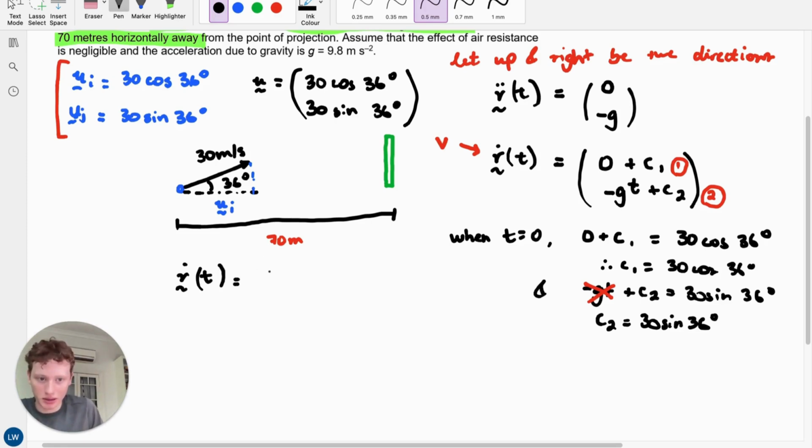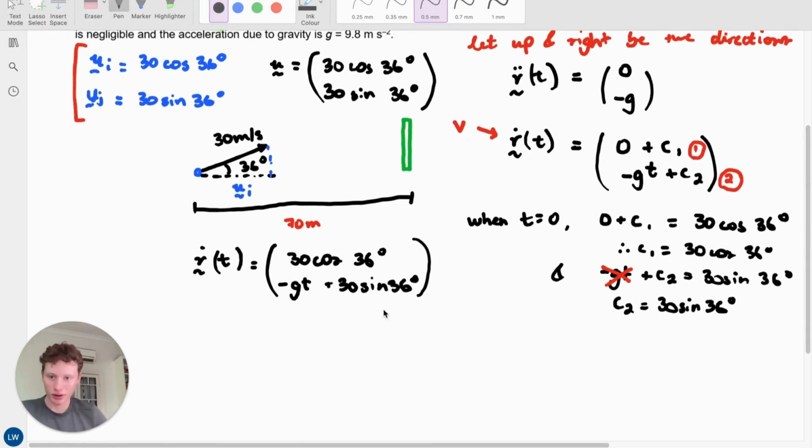So then what we can say is that our velocity in terms of time as a vector is going to be 30 cos 36 degrees. And then our j component is going to be negative gt plus 30 sine 36.